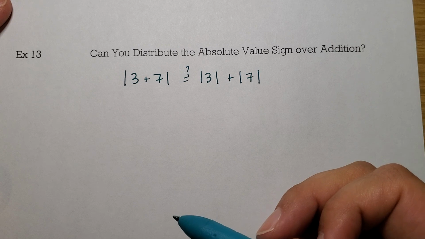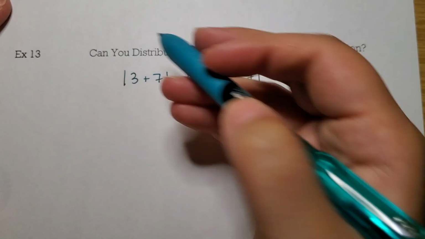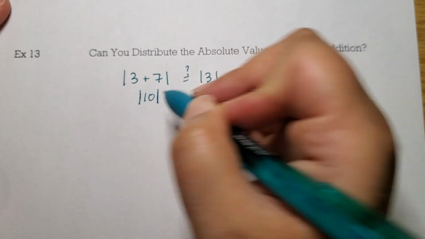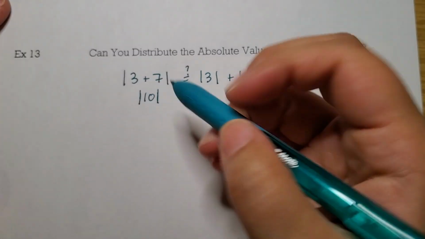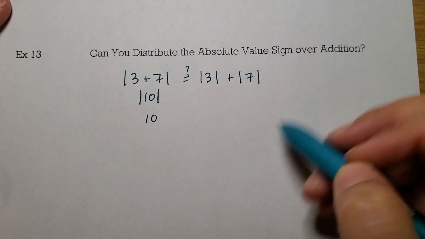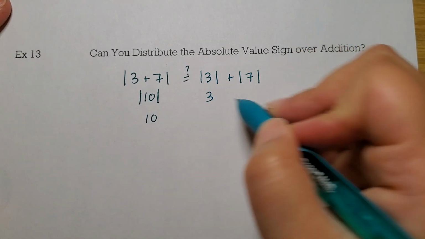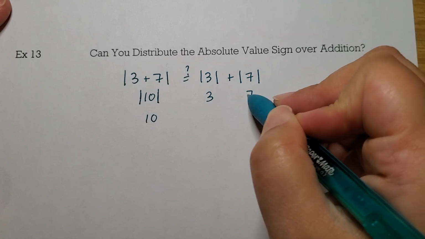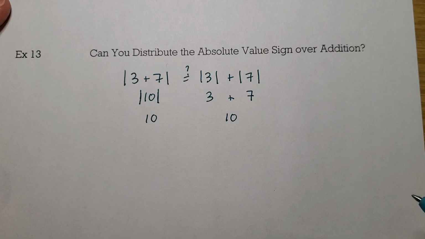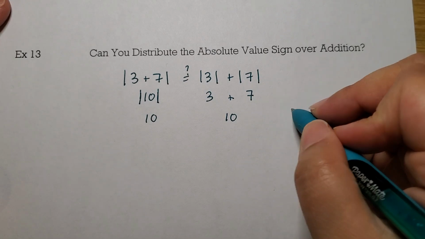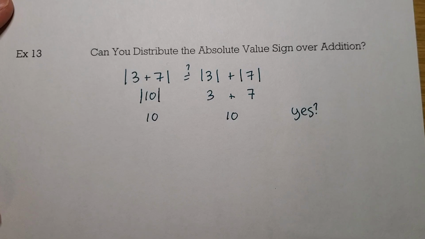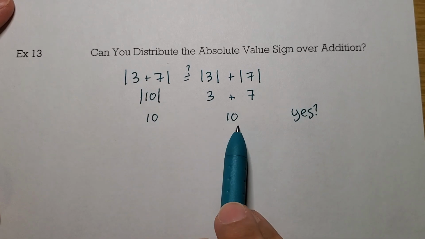So if I follow my order of operations, 7 plus 3 is 10. And the absolute value of 10 is 10. Over here, the absolute value of 3 is 3, and the absolute value of 7 is 7. And if we add them, we get 10. So it looks like, yeah, we should be able to distribute because we get the same answer either way.